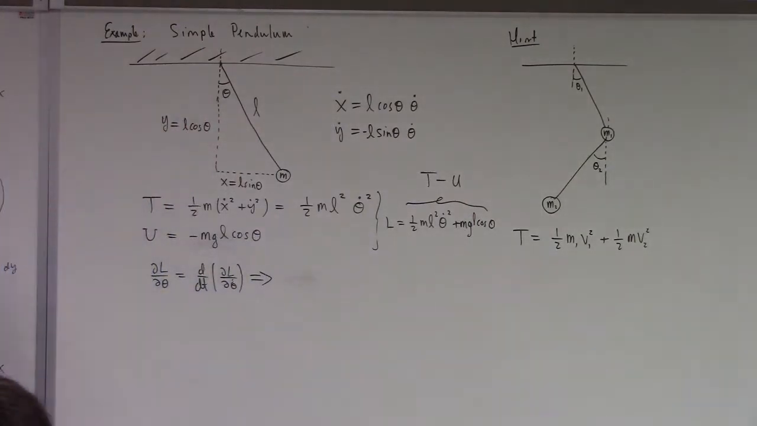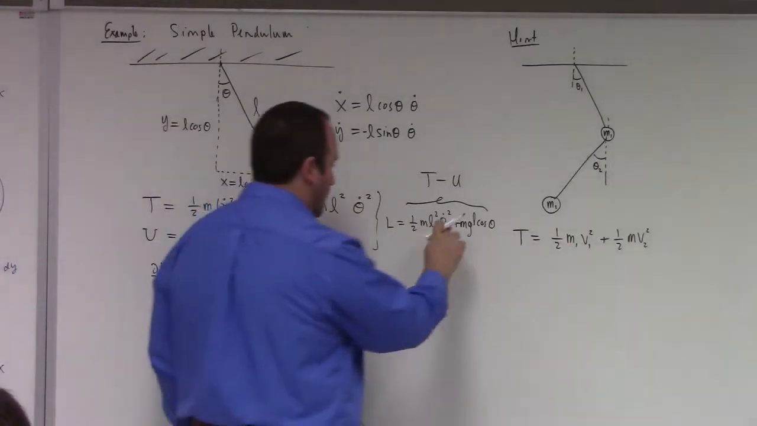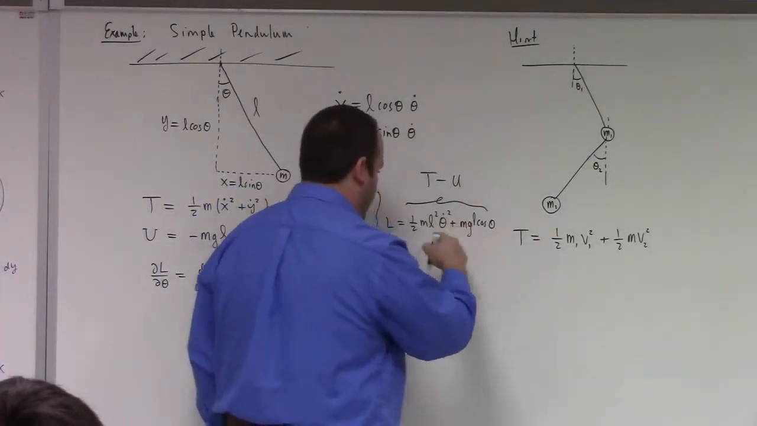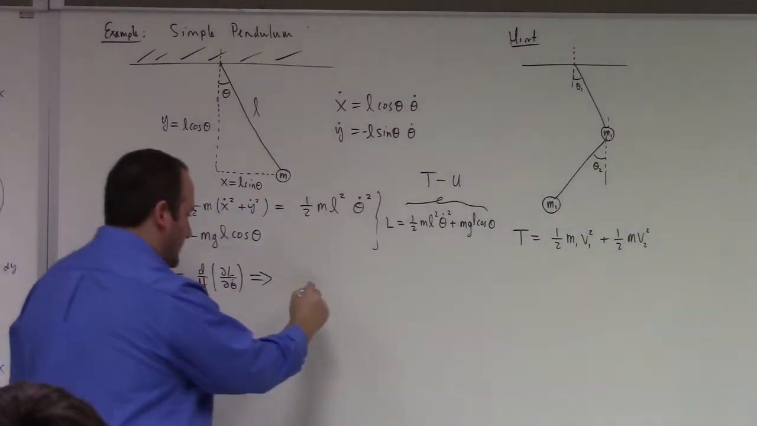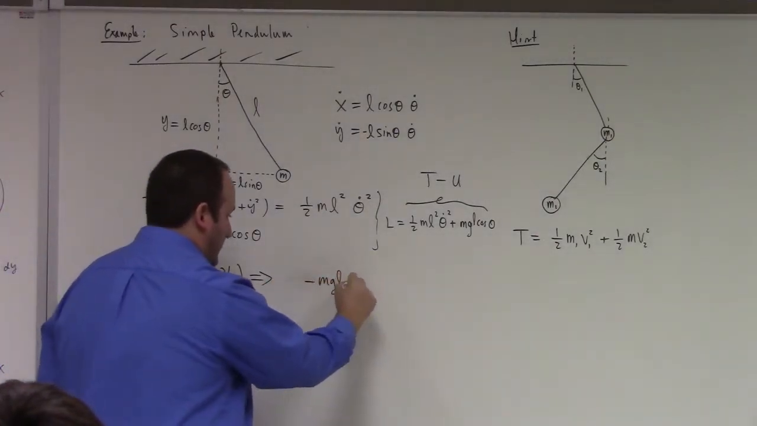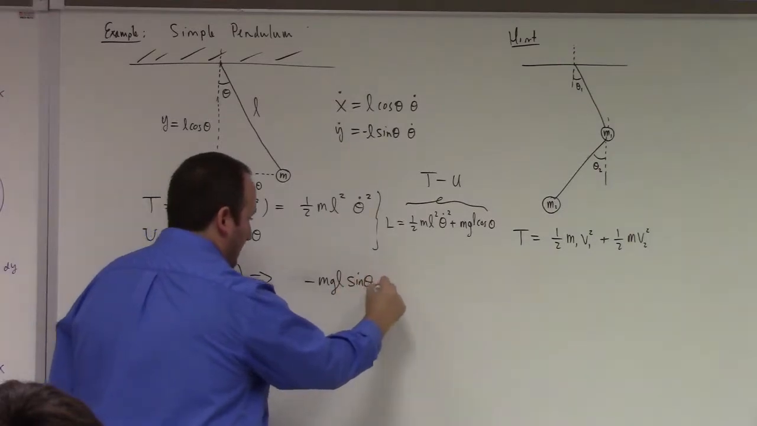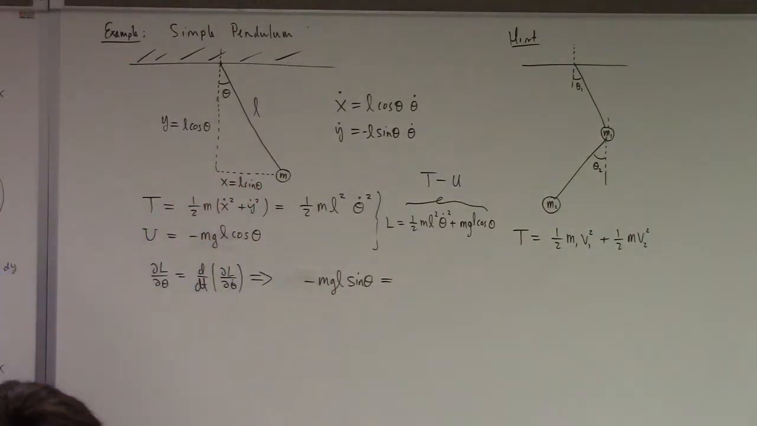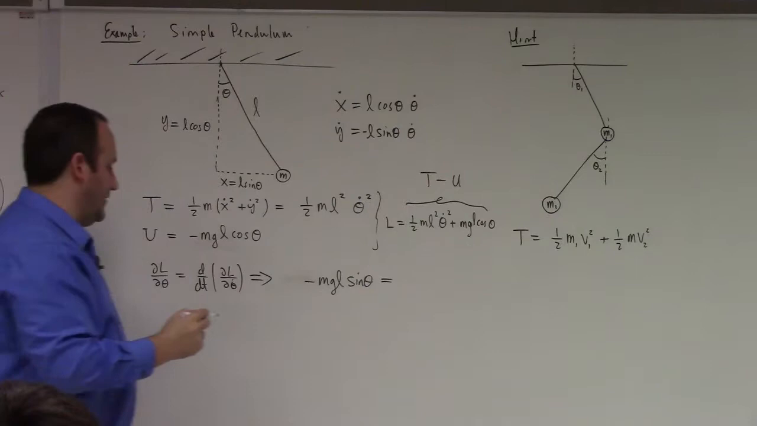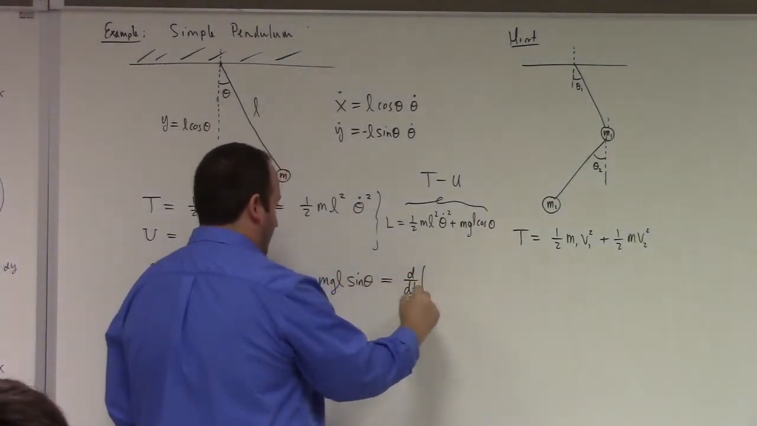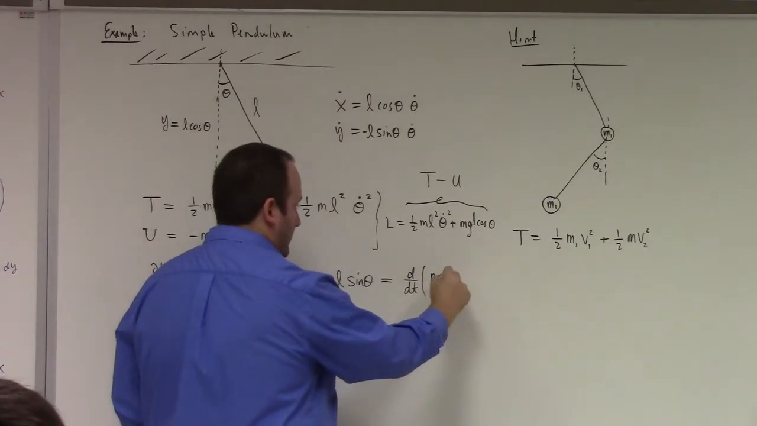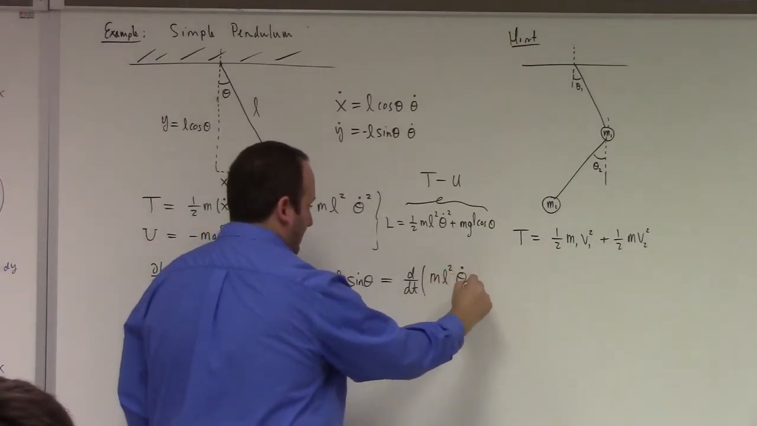What was the question? Oh yeah, so partial L partial theta actually does have a, theta's not ignorable here like it was in the last lecture. I actually have a theta dependence. Partial L partial theta is minus mgl sine theta. And then the other term is giving me what? It's d dt of m L squared theta dot.